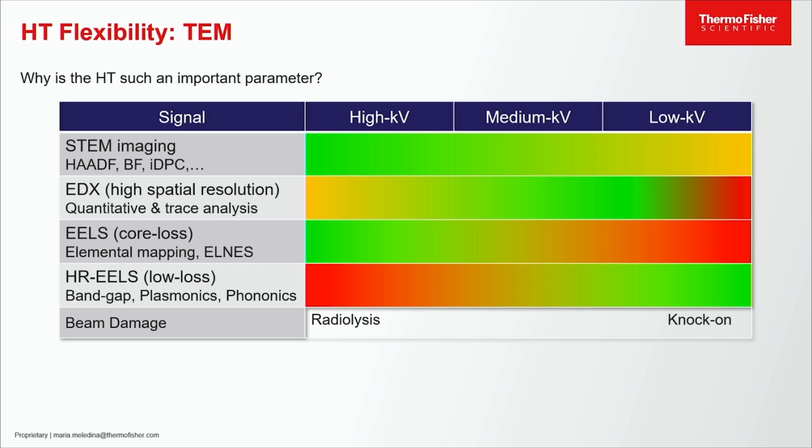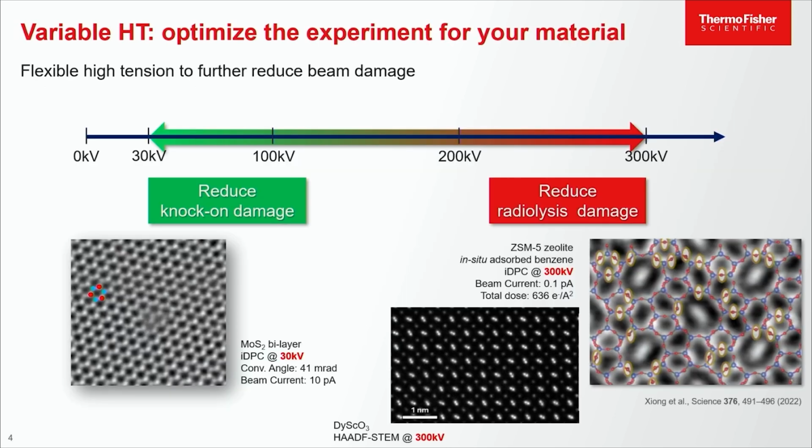The final parameter here is the sample itself, because different samples suffer from different beam damage mechanisms. When you want to fight against knock-on damage for 2D materials, let's say molybdenum disulfide, you in general want to go to low HT. And here is just an example of a molybdenum disulfide bilayer. The iDPC image is taken at 30 keV, so super low HT, basically the SEM range.